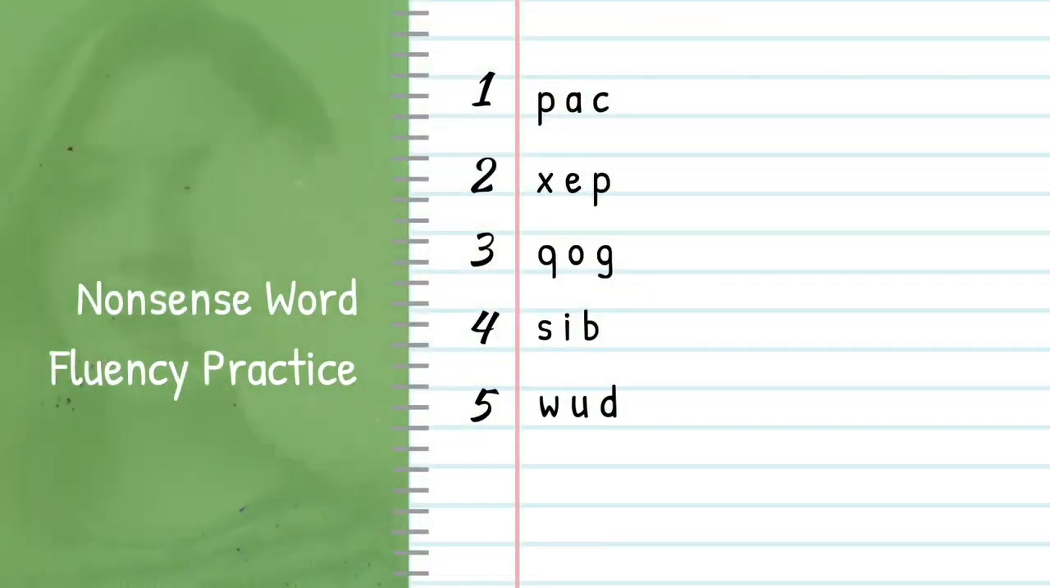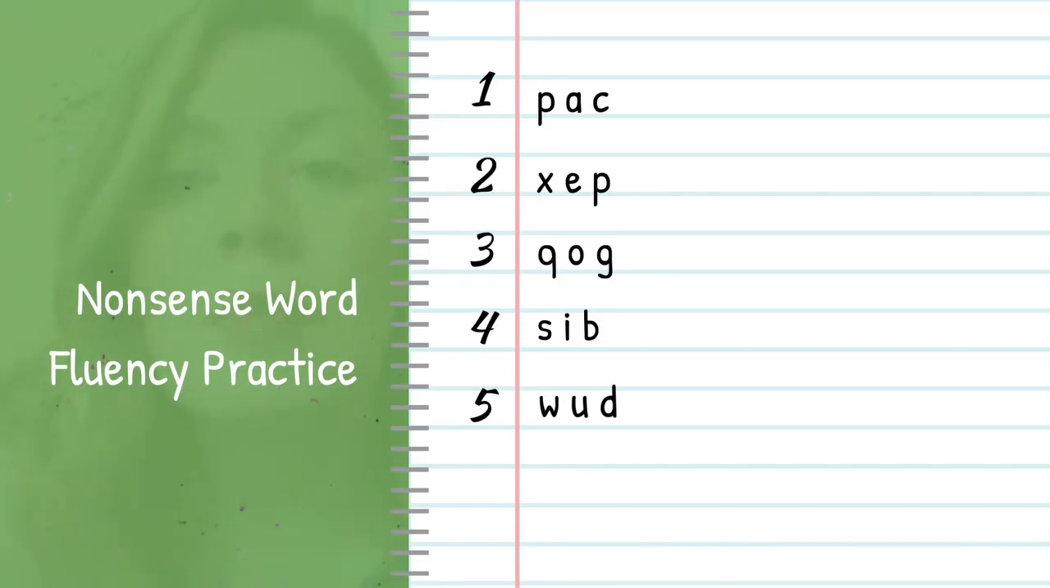Okay, let's go back to those words. I'm going to stay over here on the side so you can kind of see me a little bit. So the second word, you can stretch it out or chop it up. X, ep, xep. Qu, og, quag. Ib, sib. Wud, would.